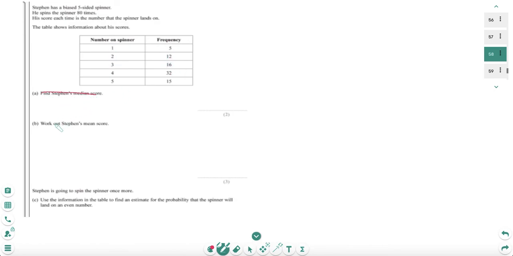Now for a probability question. Stephen is going to spin the spinner once more. Use the information in the table to find an estimate for the probability that the spinner will land on an even number. So if Stephen wants to land on an even number, he has to either roll a 2 or a 4. Well, since he rolled a 2 12 times and rolled a 4 32 times, let's add those together. So in total, he rolled an even number 44 times out of, what's the total frequency? 80, it tells us. So he spun an even number 44 times out of 80. And so that's his probability, okay?